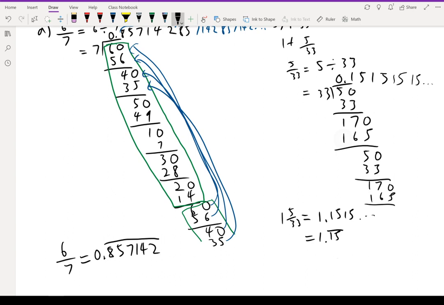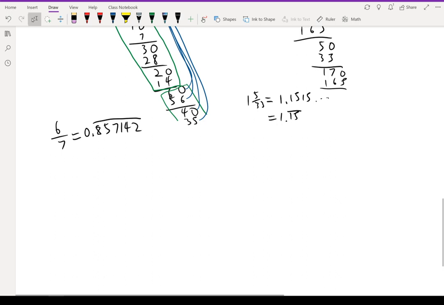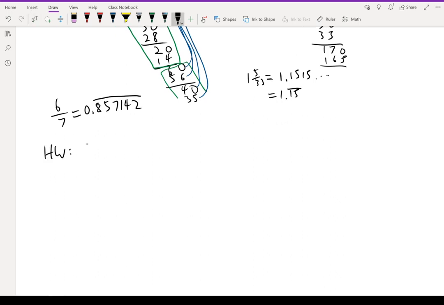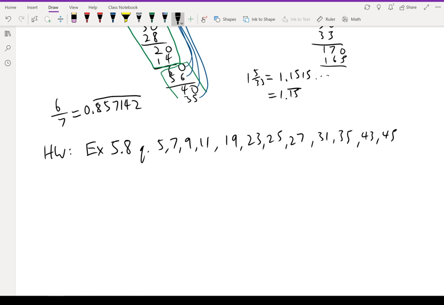Your homework, yes, there is homework. Homework questions will be exercise 5.8, questions 5, 7, 9, 11. Then we have 19, 23, 25, 27, and then 31, 35. And then we have 43, 45. And then we've got some problem solving, 49 to 51. And then lastly, question 53.